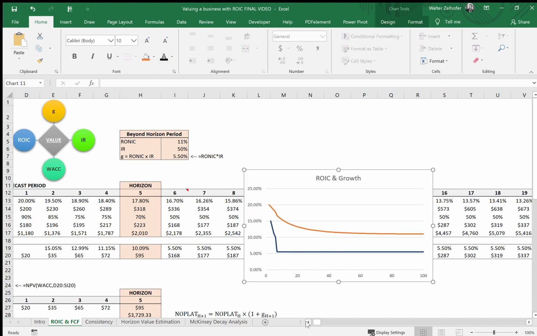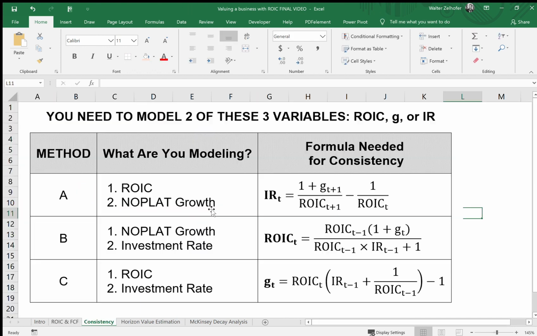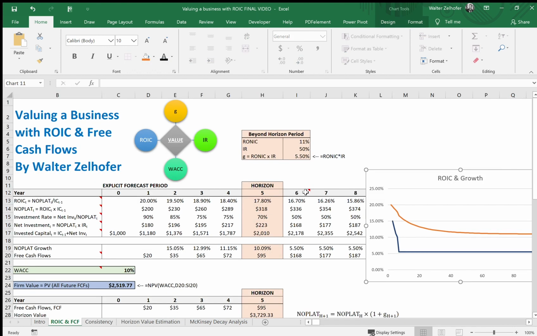Now, as far as the investment rate goes, you can use the investment rate formula right here to figure that out over time, or you can reverse engineer this, which is going to be the growth rate divided by the ROIC. If you rearrange this, that gives you the fundamental reinvestment rate for your firm. Okay, so that is the story.